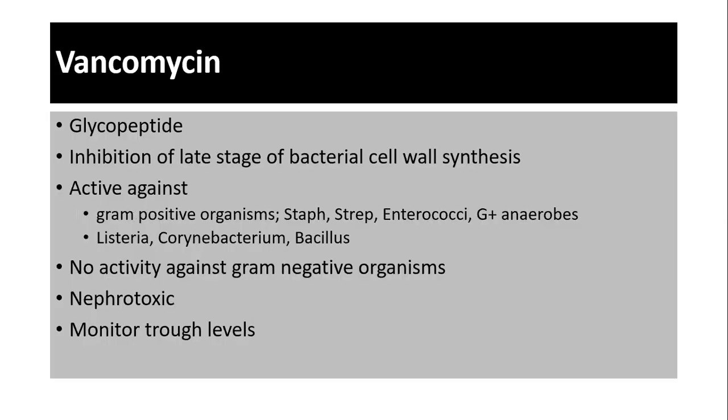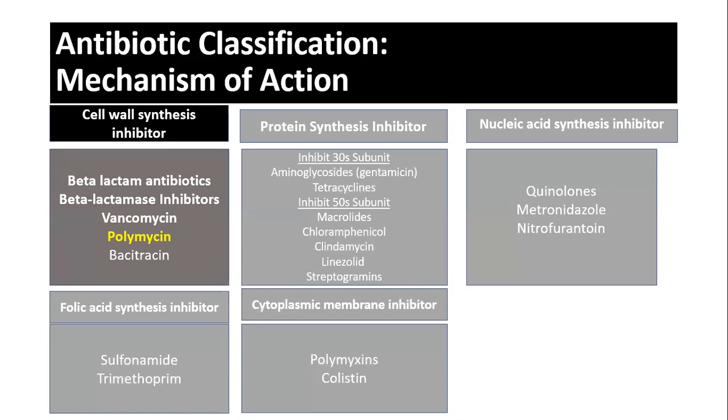Now moving on to vancomycin. Vancomycin is a glycopeptide. It inhibits the latest stage of bacterial cell wall synthesis. It is active against all the gram-positives. There is no activity against gram-negatives. It is nephrotoxic and you need to monitor the trough levels. Trough levels are the levels drawn 5 minutes before the next dose of antibiotic. Usually trough levels are checked before the 4th dose of antibiotic, and the level should be between 15 to 20.